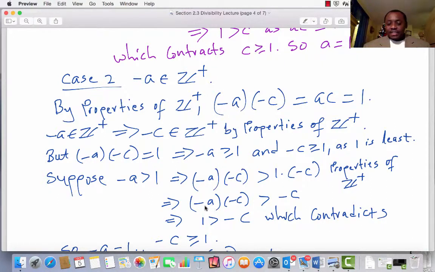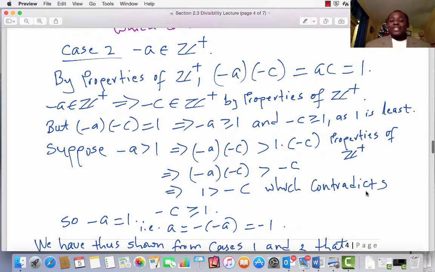But what is negative A times negative C? Negative A times negative C is 1, which means 1 is strictly greater than negative C, and that contradicts the fact that negative C is greater than or equal to 1. This contradiction arises from the assumption that negative A was strictly greater than 1. Therefore, negative A has to be equal to 1. But if negative A equals 1, then negative times negative A, which is A, would be equal to -1.